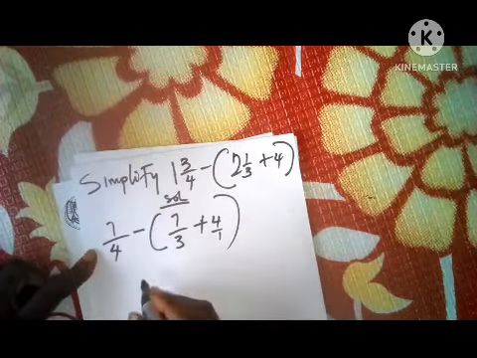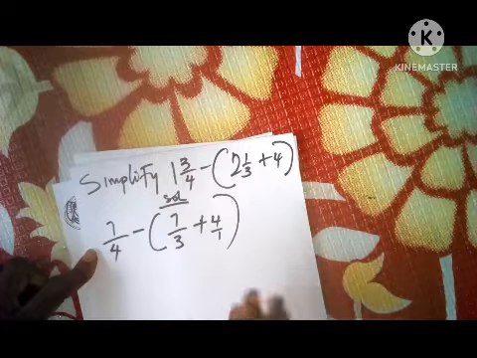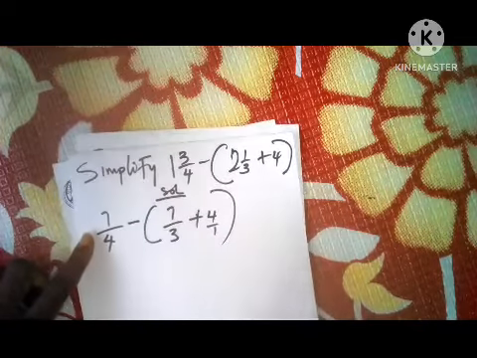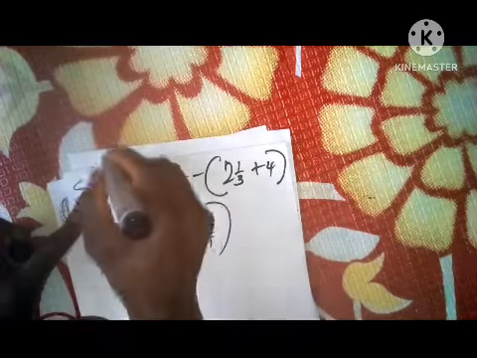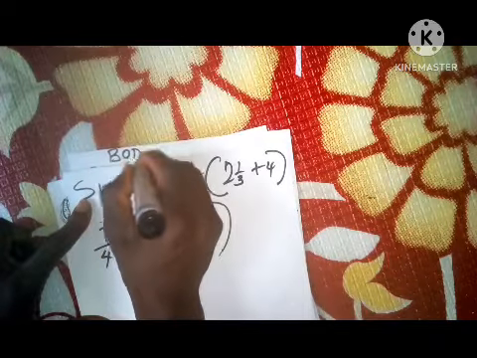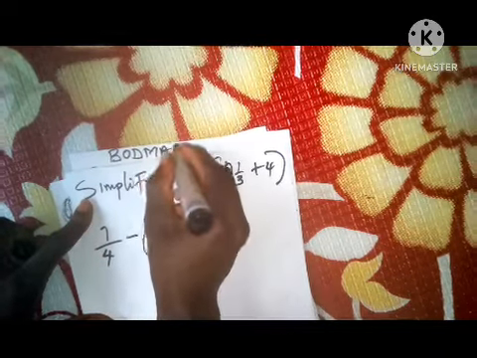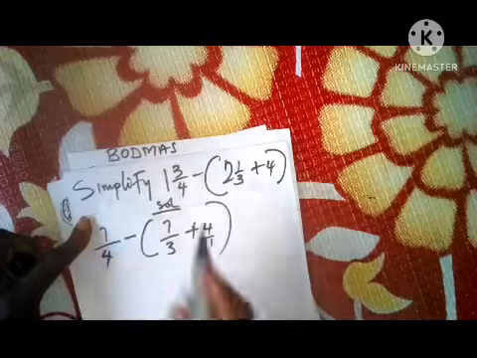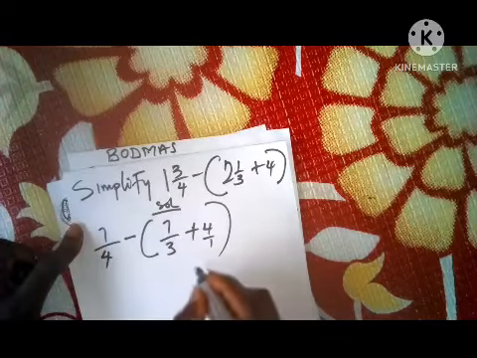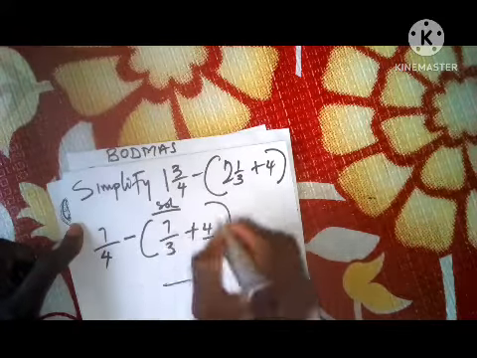Now at this stage, what do you do? You work with the bracket first. You know, in mathematics, we normally sing this thing, BODMAS. BODMAS. So bracket first. So what will you do? Look for the LCM, because we're working on the brackets.